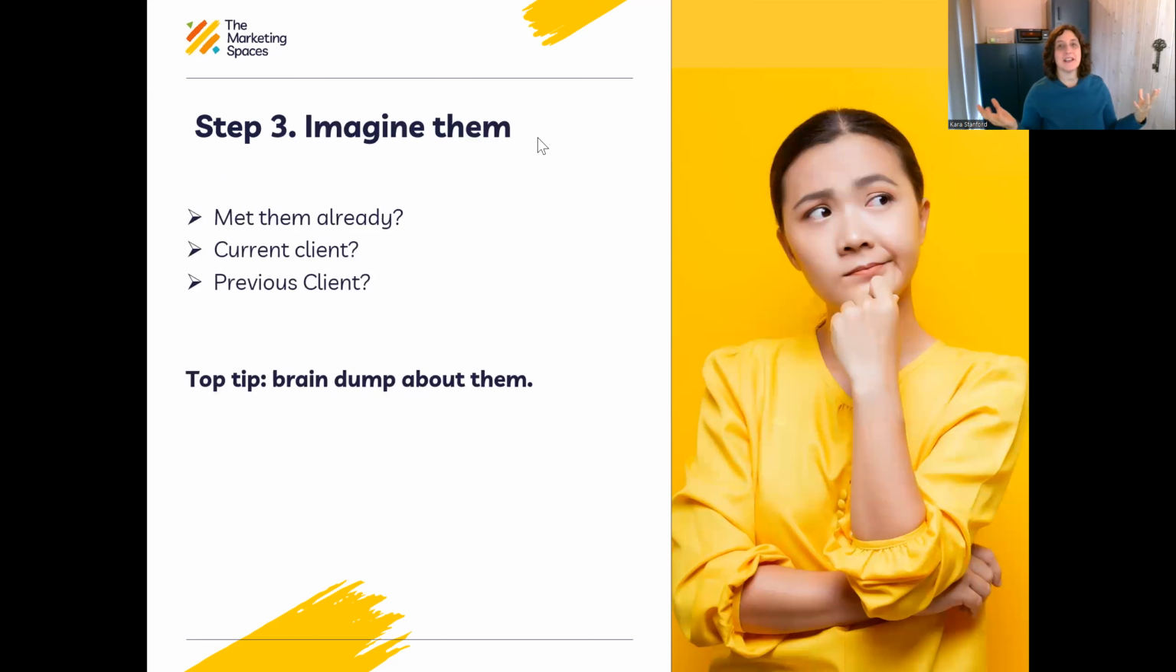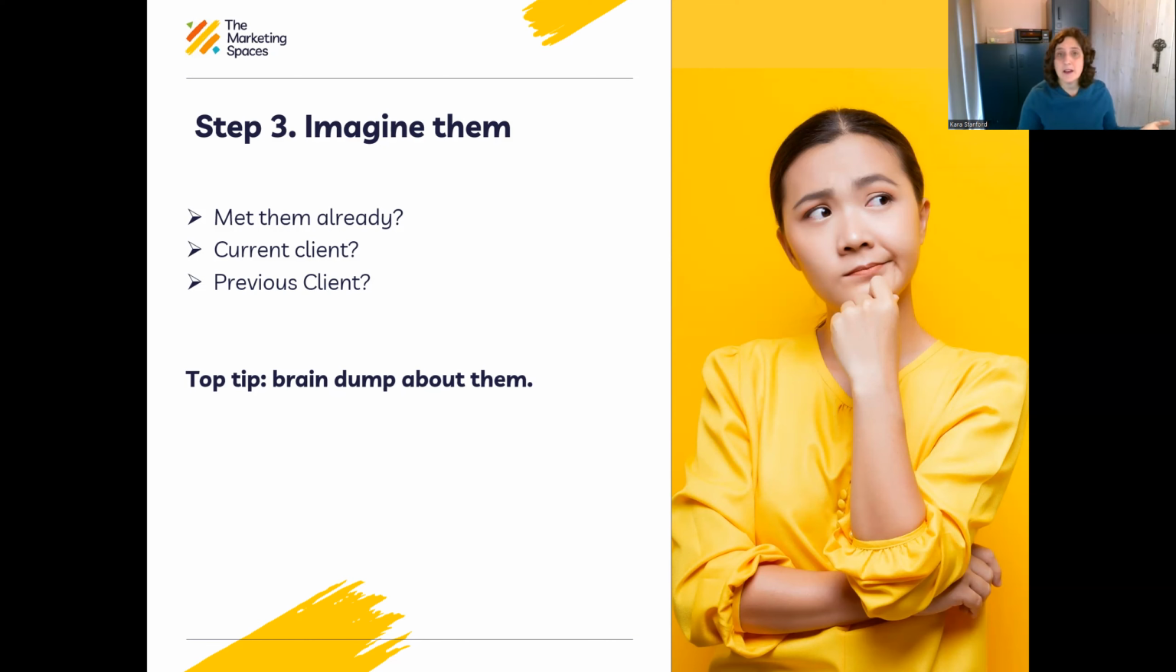Step 3, then start to imagine them. Imagine that avatar. Think, have I met them already? Do I already have a client that I'm working with who absolutely fits all of those parameters? Are there previous clients? Who are they? Start to think about them. Who are they? What are their names? What's their name? You know, if you can base it on a real person, so much the better. So you might say, well, this is their name. This is where they work. This is what it was like to work with them.